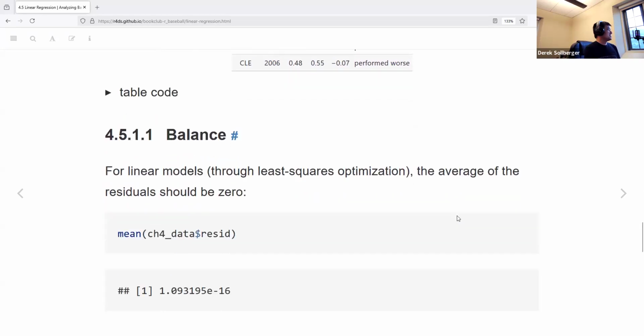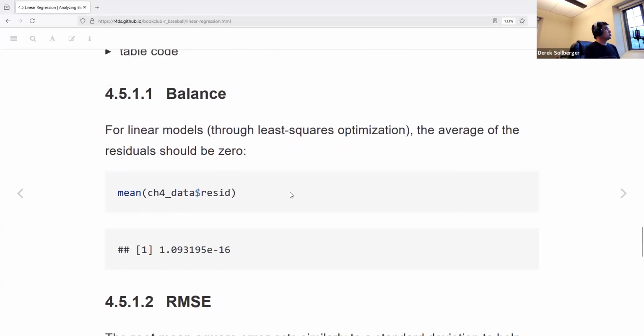On the stats theory side of things, what we're looking for in the linear models and the residuals is that the average of the residual should be 0. And we double check that really quickly. We see that the computer is basically spitting out a very small number that we could treat as 0.